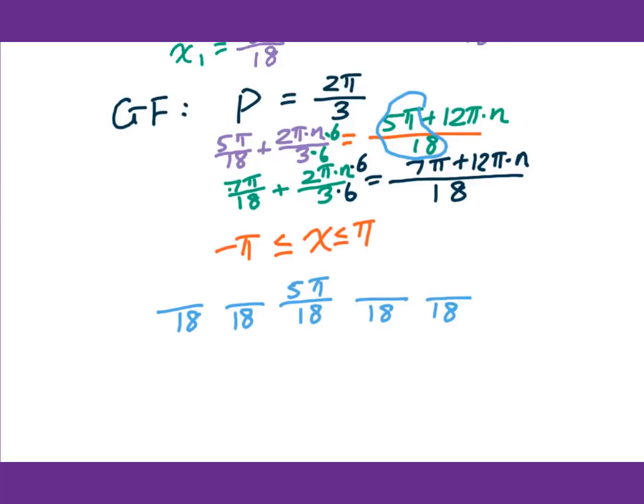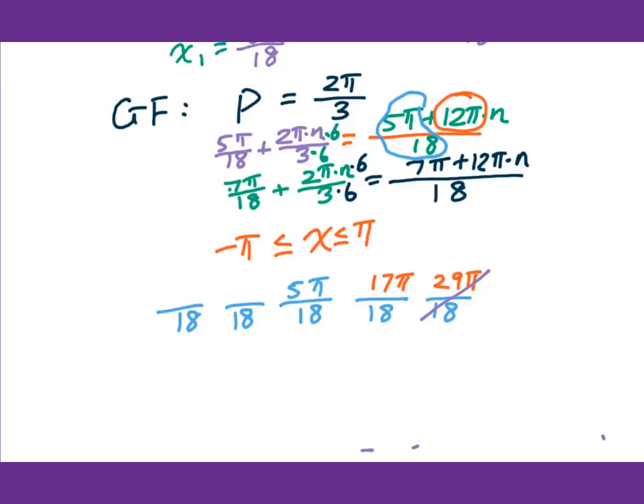And you keep adding 12 pi to the numerator. 5 plus 12, that's 17 pi. Plus 12, that's 29 pi. But 29 divided by 18, that's greater than 1. Therefore, this is gone. For this part, I minus 12.